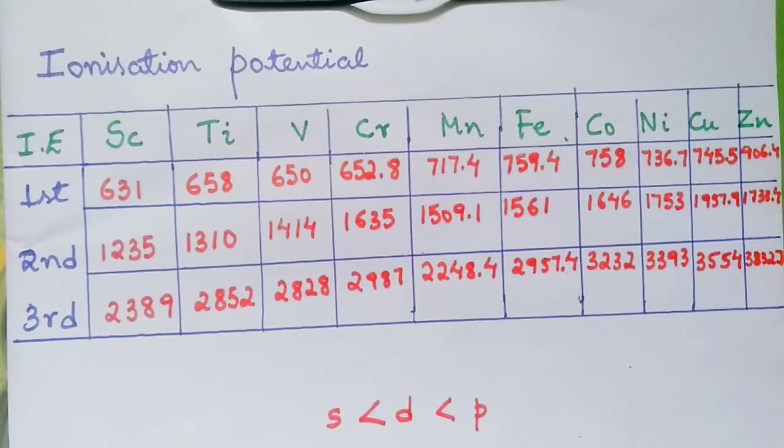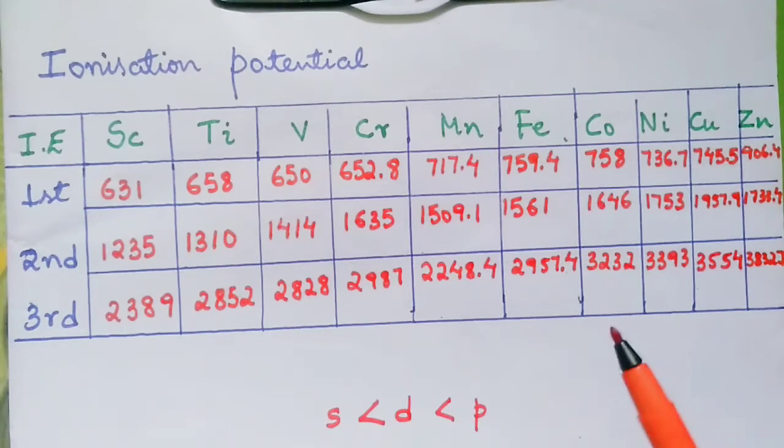In today's video, I'm going to explain about the ionization potential of the d block elements. What is this ionization potential? It is the amount of energy required to remove the loosely held electron from the outermost shell.